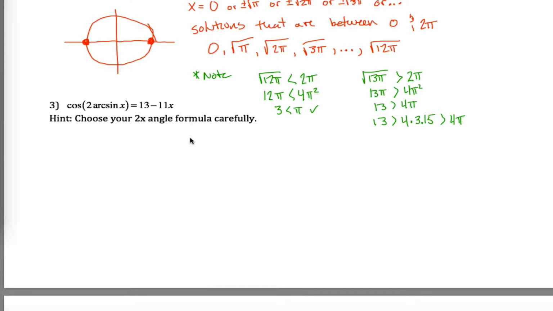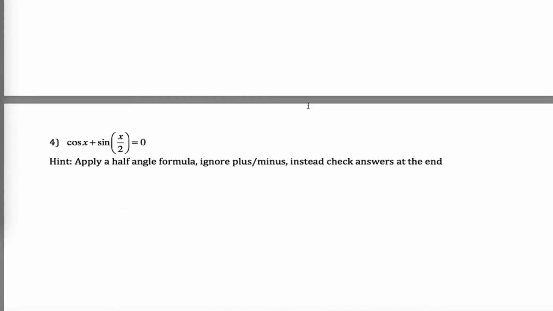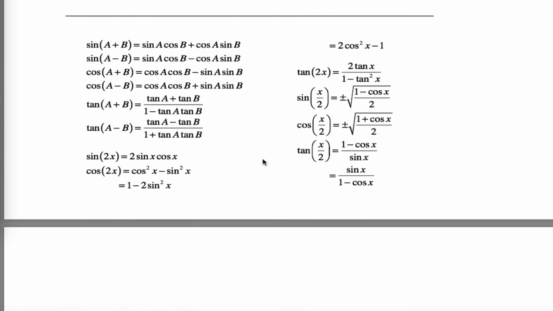Cosine of this mess. Cosine of 2 times the arc sine of x is equal to this. Okay, the challenge here is recognizing that you want to use a double angle formula. The cosine of 2 times something is what's going on here. And there's this little hint that says choose your double angle formula carefully. So note that I have 2, and then my input into this cosine function is arc sine of x.